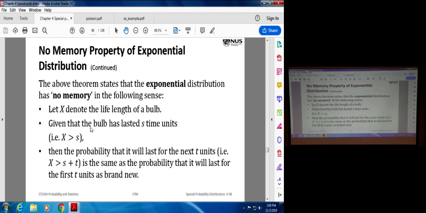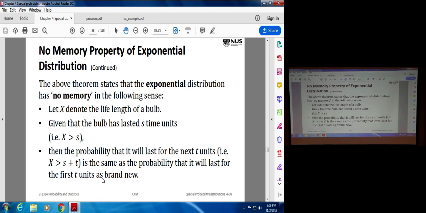Okay, let me just read this out. I think it's better to understand the interpretation before the proof. I think we'll get more out of it that way. So again, suppose x is the life length of a bulb. Given that the bulb has lasted s time units, i.e. x is bigger than s, the probability that it will last for the next t time units, s plus t, is the same as the probability it would last for the first t units as brand new. That's what the result means.